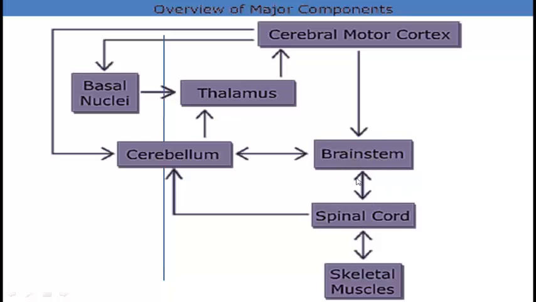And from the brainstem, there is interconnection in both directions between the brainstem and spinal cord, and finally between the spinal cord and skeletal muscle. So the interaction between spinal cord and skeletal muscle is two-way, or there is feedback from skeletal muscle to spinal cord.